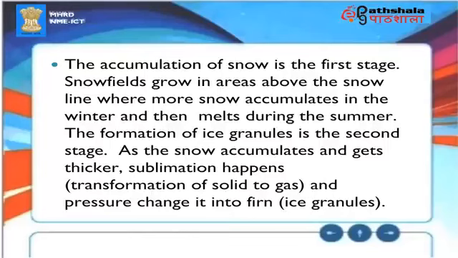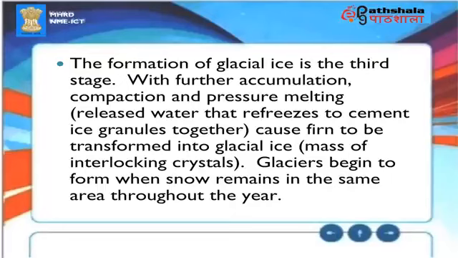The formation of ice granules is the second stage. As the snow accumulates and gets thicker, sublimation happens, the transformation of solid to gas, and pressure changes it into firn, ice granules. The formation of glacial ice is the third stage. With further accumulation, compaction, and pressure melting, released water refreezes to cement ice granules together, causing firn to be transformed into glacial ice, a mass of interlocking crystals. Glaciers begin to form when snow remains in the same area throughout the year.